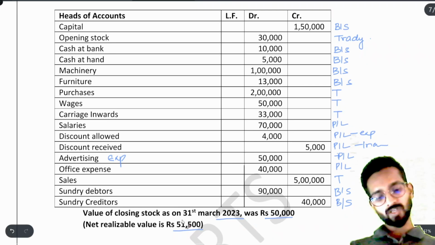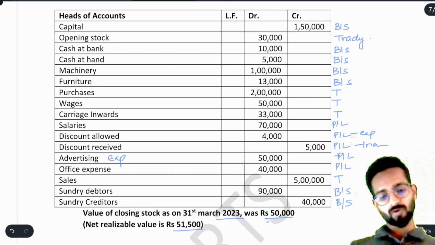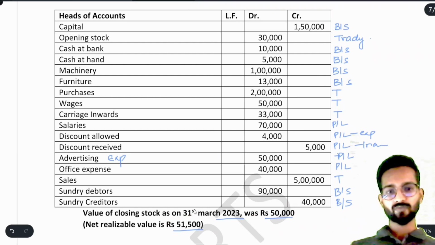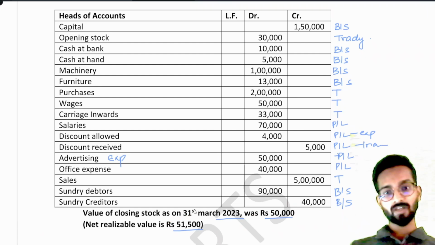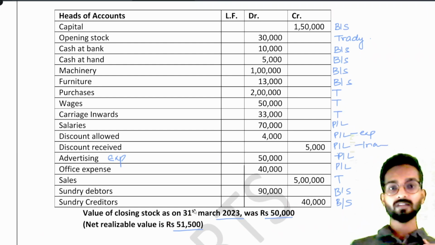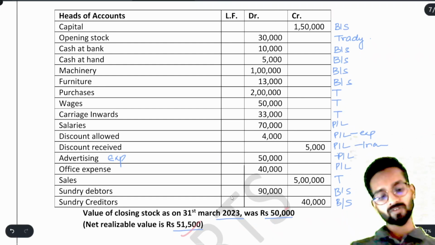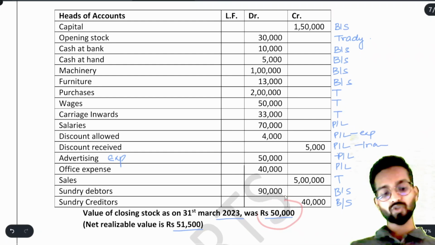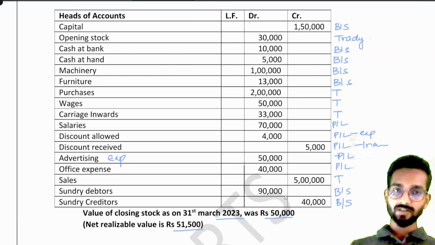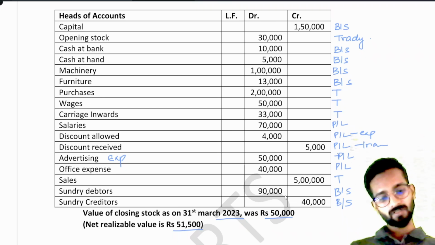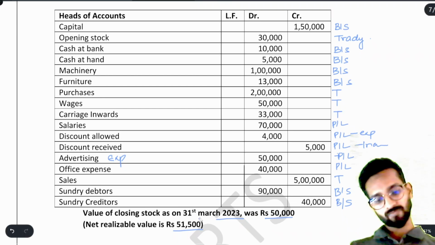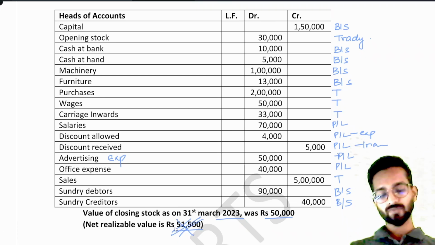Value of closing stock. But sir, here two amounts are given. One is 50,000, another is 51,500. Which one do we have to follow? We already know that closing stock should be valued at the lower of cost or net realizable value, whichever is lower. Remember this. So which is lower, 50,000 or 51,500? It is 50,000. So you will write 50,000 in your trading account and 50,000 in your balance sheet. Very simple. So you can say the amount 51,500 is of no use for us.